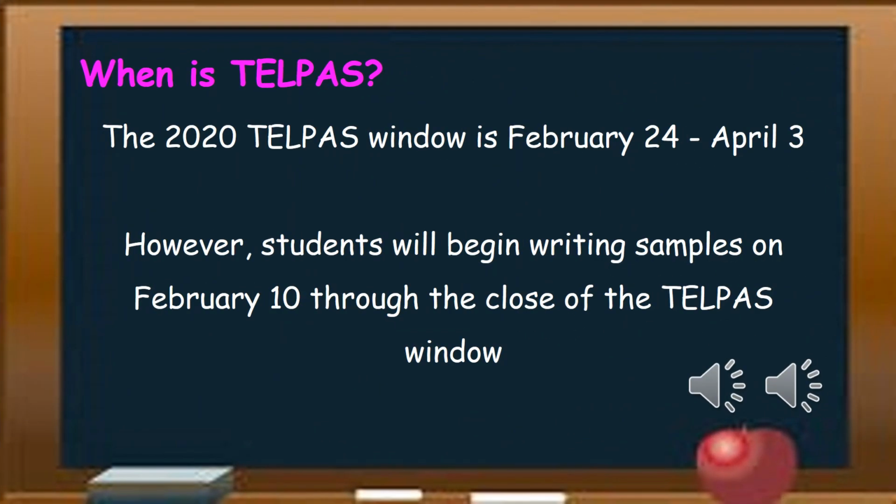The 2020 TELPAS window runs from February the 24th through April the 3rd. However, students will begin writing samples on February the 10th and can write samples through the close of the TELPAS window. If an EL student is enrolled at Jones Middle School on February the 24th, which is the start of the TELPAS window, but withdraws any date thereafter, Jones Middle School is still responsible for rating that student in the domain of writing. Therefore, we must ensure that we have enough samples to create a writing collection so that we can holistically rate that student according to the guidelines.